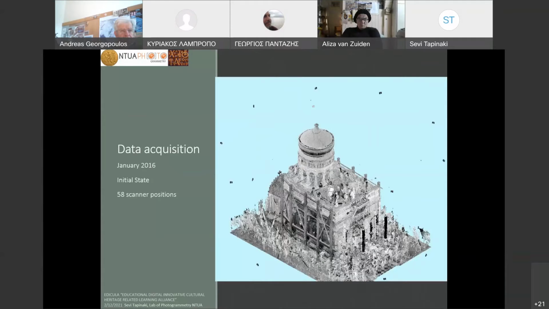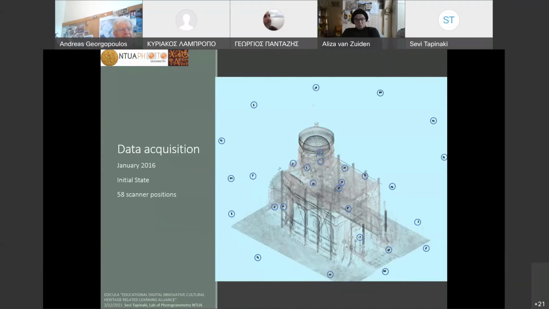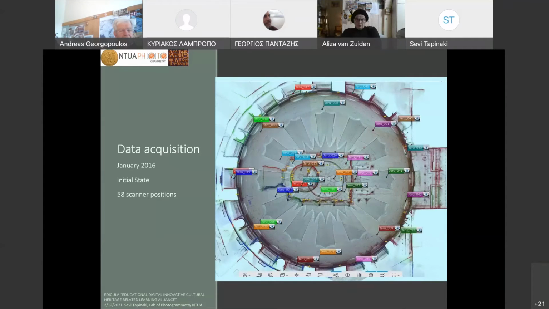Here is an example of a scanned point cloud. This is the point cloud from the initial state in January 2016. You can see here that a lot of people were also scanned, and a lot of work was needed to clean this point cloud. Here we can see the scanner positions for the exterior of the whole Edicula. And here is a top view with the scans of the exterior.